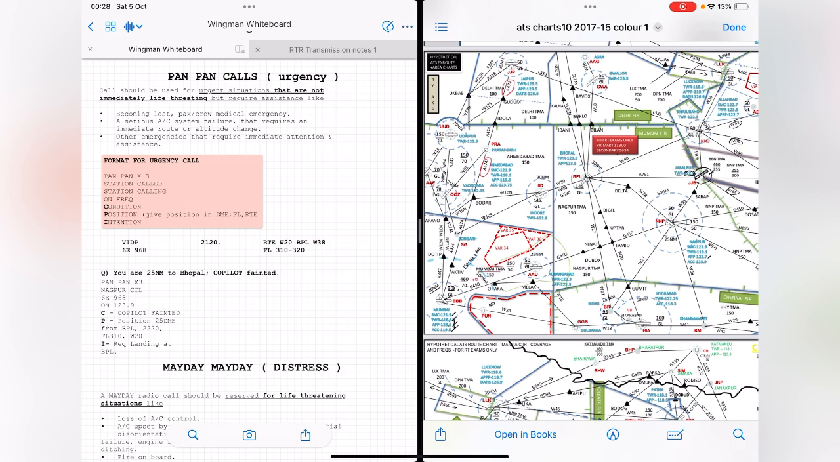We'll be talking about our urgency and distress calls. We'll be discussing the formats, the situations that you'll give these calls in, and what the replies are that are expected from you. So, let's start with talking about what a pan-pan call is.